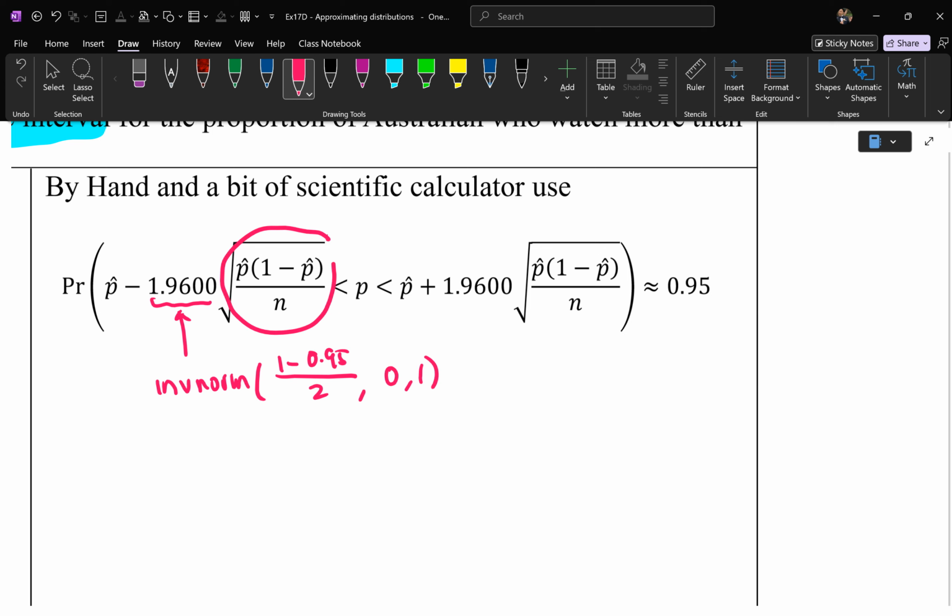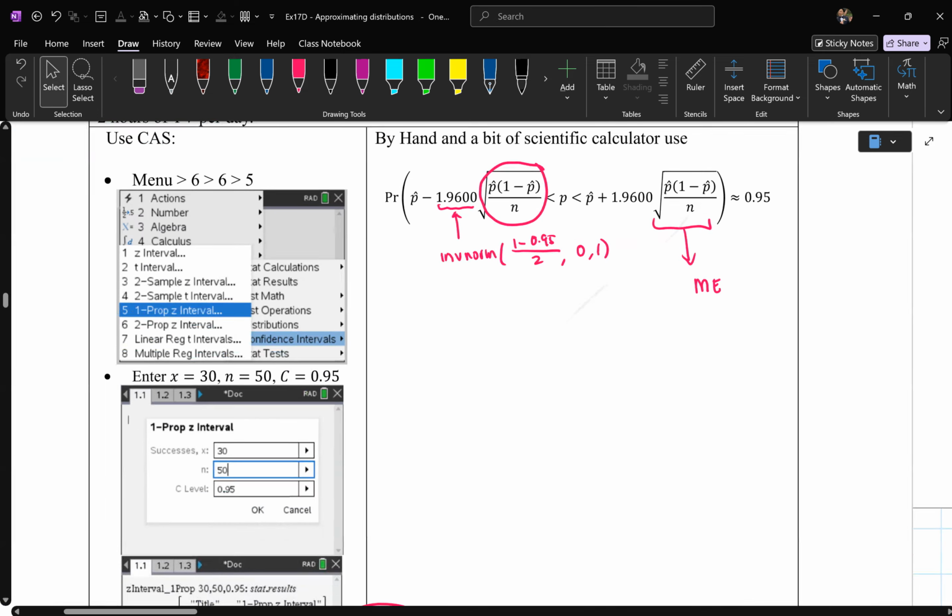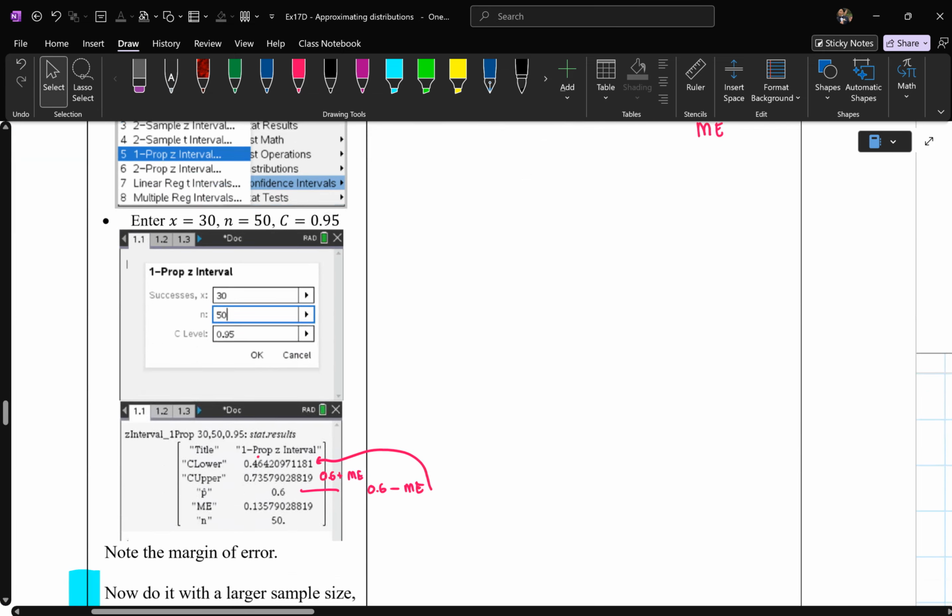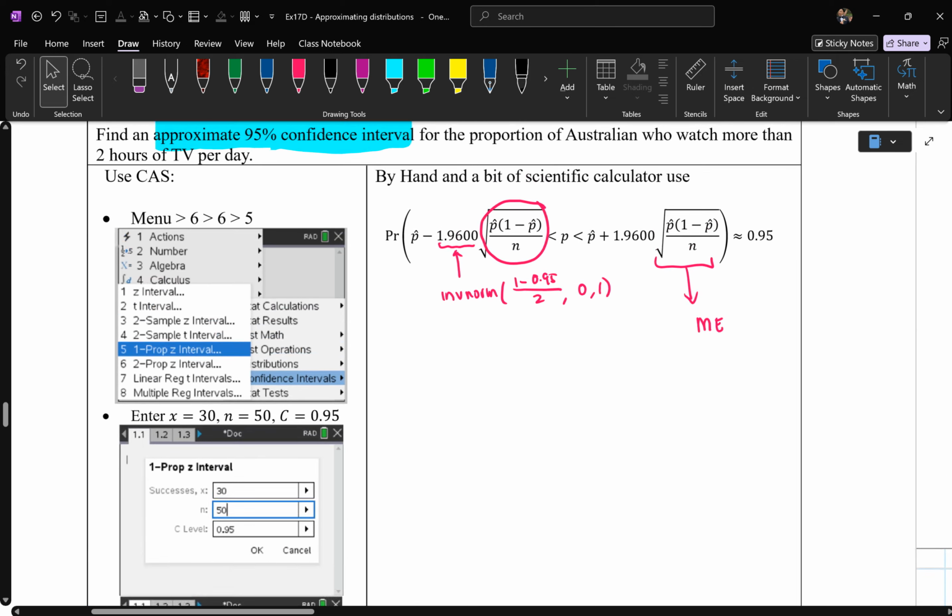I want you to calculate ME now. So this section here, this is ME. If you were to do this by hand, if they gave you numbers that you can actually type in, then you can do that bit by hand, but you can use a calculator at this point. So work out ME. Is it true that ME ends up being 0.13579?